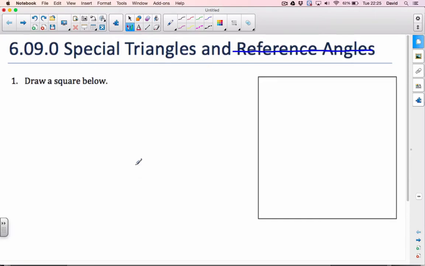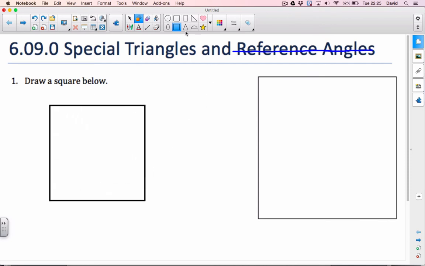Okay everyone, today we're going to talk about special triangles, and to do it, the first thing I'm going to do is draw a square. One of the things that I know about squares is that all the sides are the same length, so I'll call them x. I also know that squares have right angles.